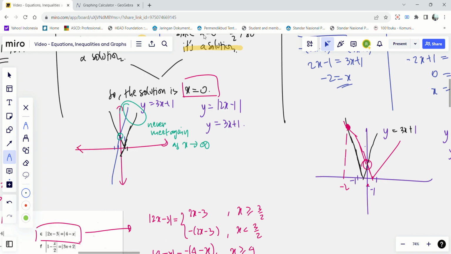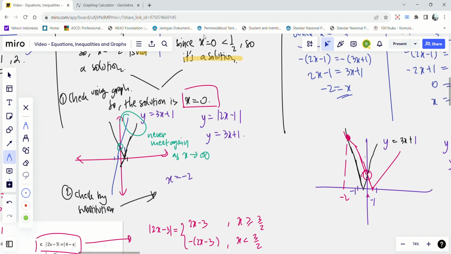There's another way to check. This was checking using the graph, right? Another way to check is to plug in. Just check by substitution. That's also possible, and this is probably one of the most preferable methods. Whenever you try x equals -2, you plug it back in, so modulus of 2 times -2 minus 1. You get, is it the same as 3 times -2 plus 1? If it's not the same, then of course it's not part of the solution. Or you can just see it here. This will give you a negative value, right? So then, of course, this is not the same. That's why x equals -2 is not a solution.